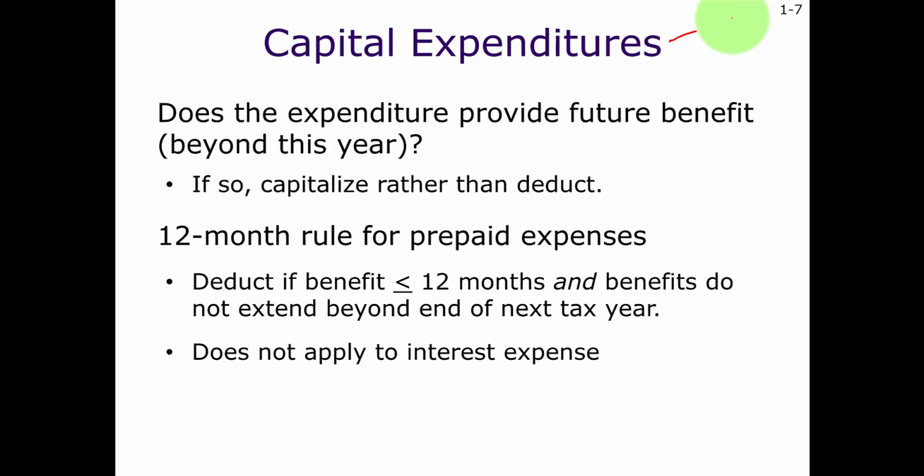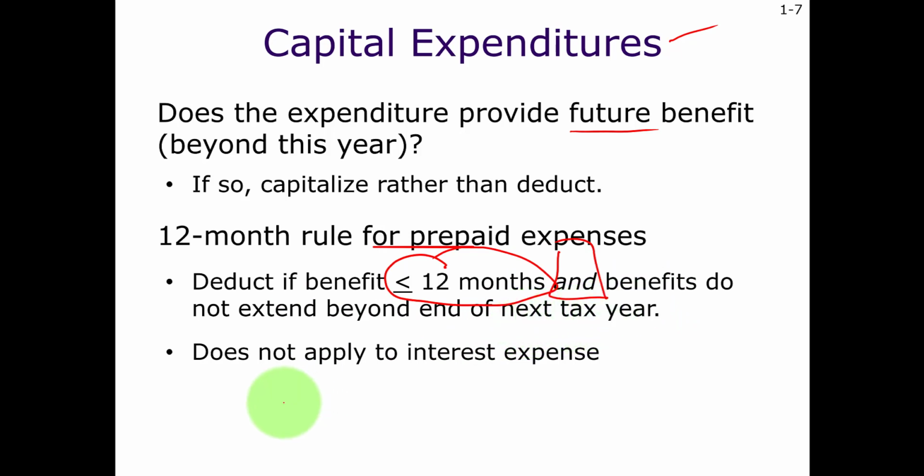So for capital expenditures, if the cost is going to benefit a future year, then you have to treat it as an asset and deduct it over the period in which it benefits. Part of it this year, part of it next year, part of it maybe in a year after that. That's the general rule, but there's always exceptions to the general rule. Here it says if the benefit is for a less than 12-month period and that the benefit doesn't go beyond the end of next year.